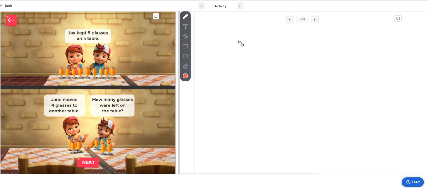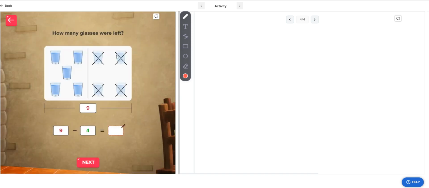Now, the next screen says Jax has kept 9 glasses on the table. Jane moved 4 glasses to another table. How many glasses were left on the table? Okay. Now, how do we calculate this? Let's see. Total there were 9 glasses, correct? 4 were moved to another table, right? So I have to subtract 4. That is, I have to minus 4, correct?